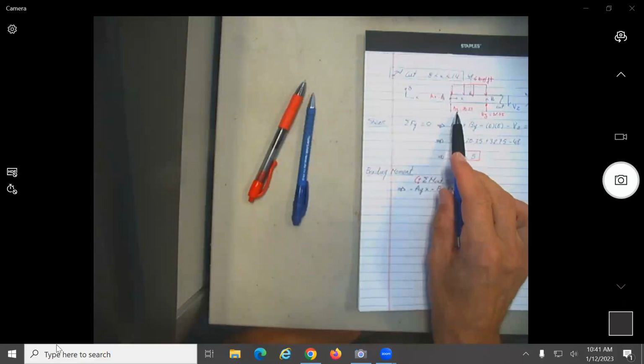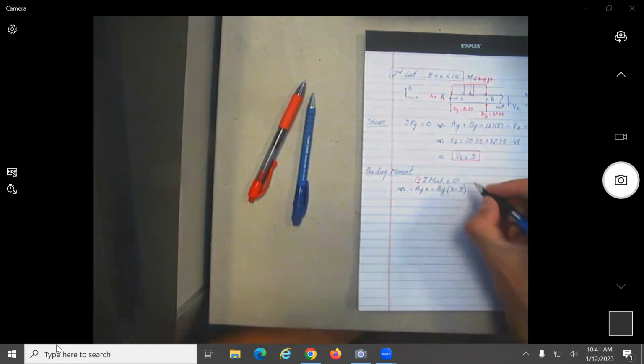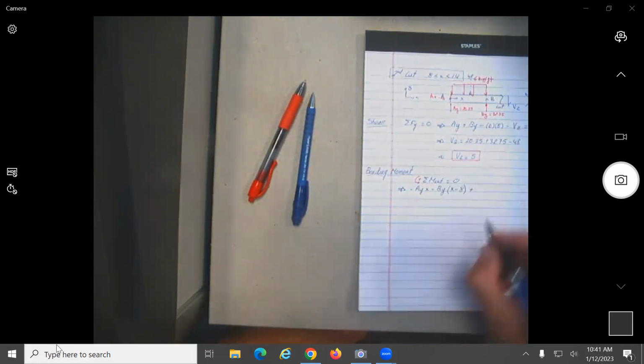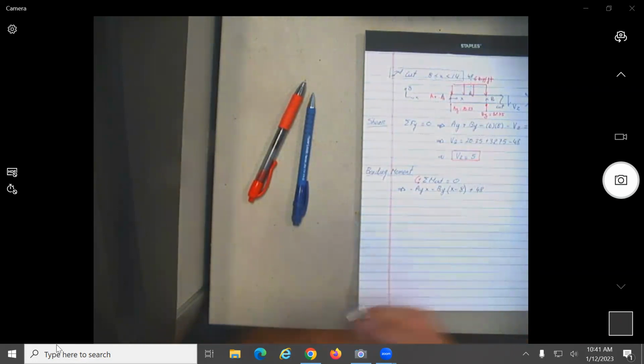Okay, so we took care of AY and BY. Now we need to take care of the 6 kip distributed force. So that one will be creating a positive or negative moment? Positive, so what would be the value of this one? What is the value of the force? 48. What would be the value of the arm?